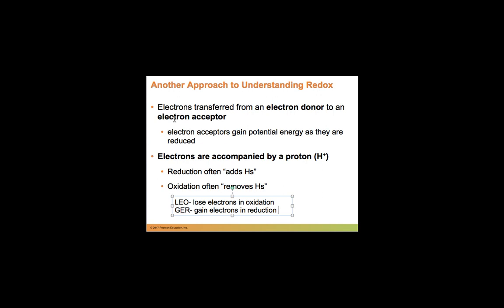Now remember that oxidation and reduction are both half reactions. They complete one another. They always occur together. Whenever we gain electrons in reduction, we're also going to gain a hydrogen, a proton, and gain potential energy.